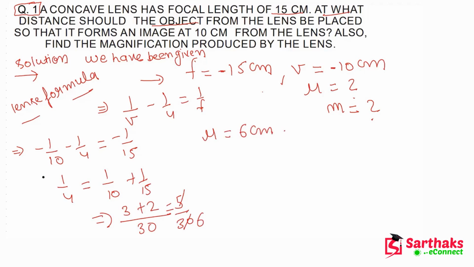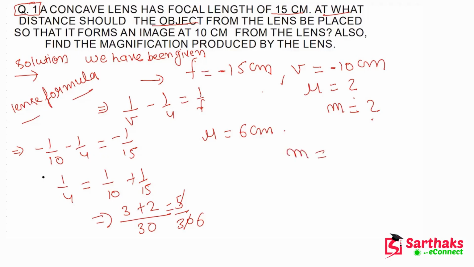Okay, what is the object distance? This is 6 centimeter. So if you place an object at 6 centimeter from the mirror, then its image will be at 15 centimeter. Okay guys, I hope you got my point. Now let's talk about the magnification.